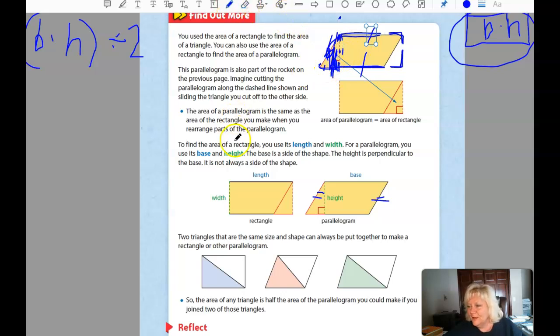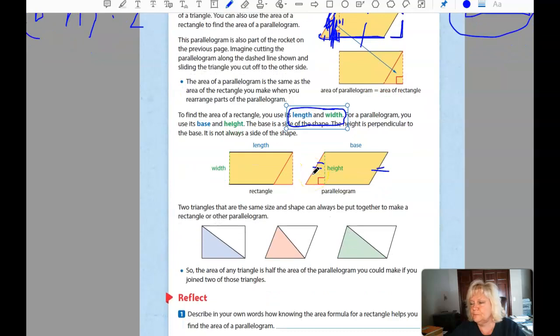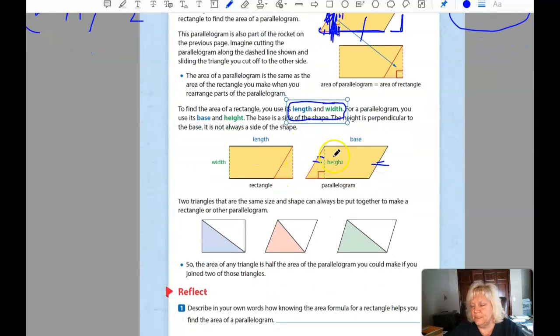So, okay, to find the area of a rectangle, you use its length and its width. Did you notice that we were calling it base and height, and now they're calling it length and width? That's okay. It can be base and height, length and width. Those words are interchangeable. It doesn't matter. It's the same thing. So for a parallelogram, you use the base and the height. The base is a side of the shape. The height is perpendicular to the base. It is not always the side of a shape. So they've given us two examples down here.